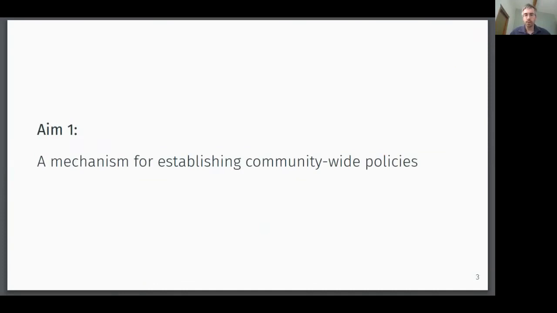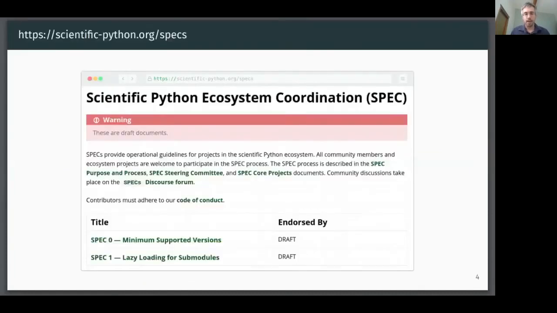We have started work on the first aim of the project, that is a mechanism through which the community can establish cross-project policies. These policy documents we call SPECs, for Scientific Python Ecosystem Coordination Documents. These documents will function similarly to PEPs, NEPs, SKIPs, or any of the other enhancement proposals, except that they will be relevant to multiple projects in the ecosystem. These documents will be recommendations written up by the community, and their authority will derive from endorsement by popular libraries.